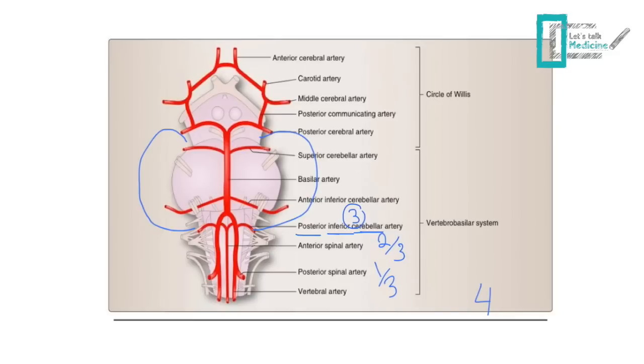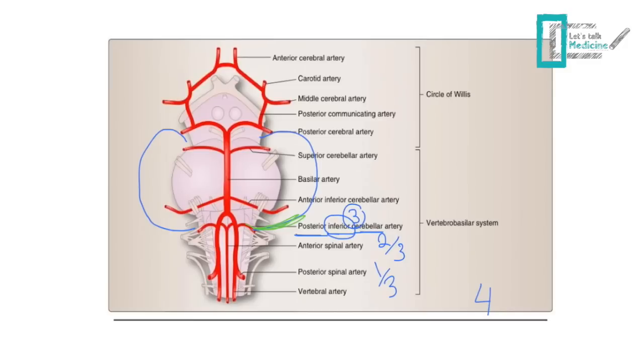Now, it's called inferior because it supplies the inferior surface of the cerebellum. And it's also called the posterior, as you can imagine, because it supplies the posterior surface of the cerebellum. So if we imagine this is the cerebellum, it will supply the inferior surface of it and also the posterior. And it will be more clear in the second picture.